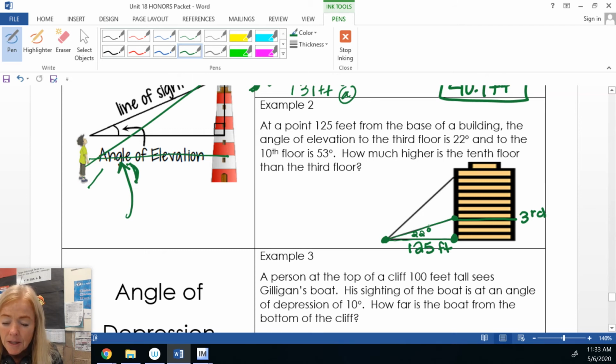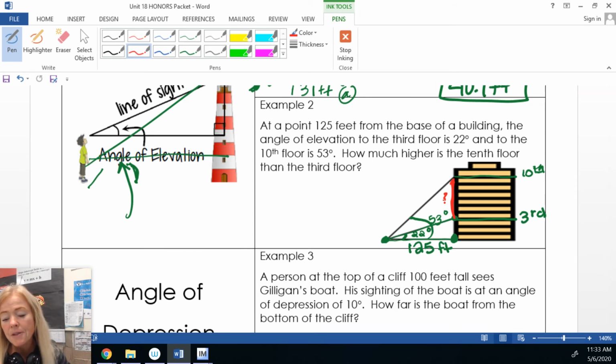And then the angle of elevation to the 10th floor. This one's 22, but there's one going all the way up to this 10th floor here. That one is a total of 53 degrees. How much higher is the 10th floor than the third floor? So what they're really asking for, I'm going to do it in red, is this right here. They want to know how tall that is from the third floor to the 10th floor.